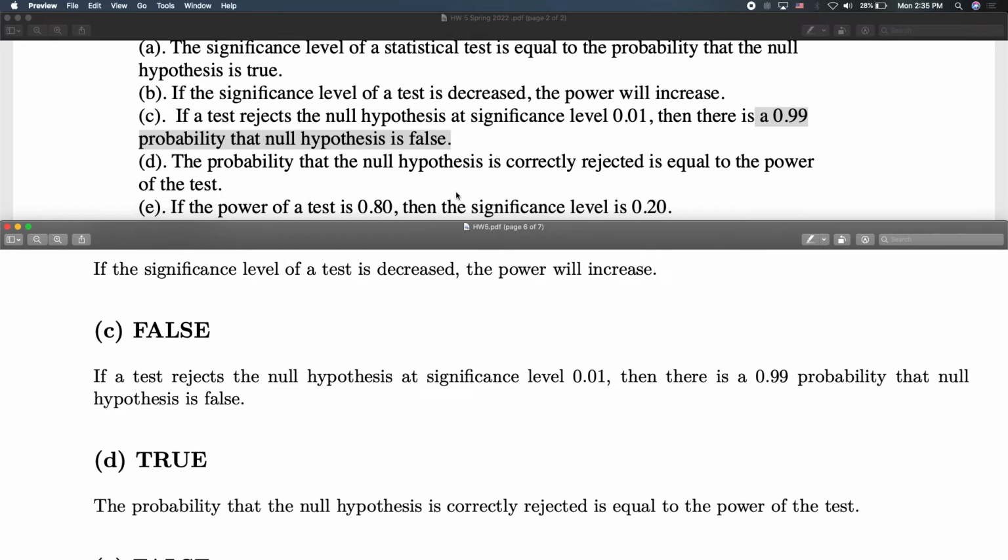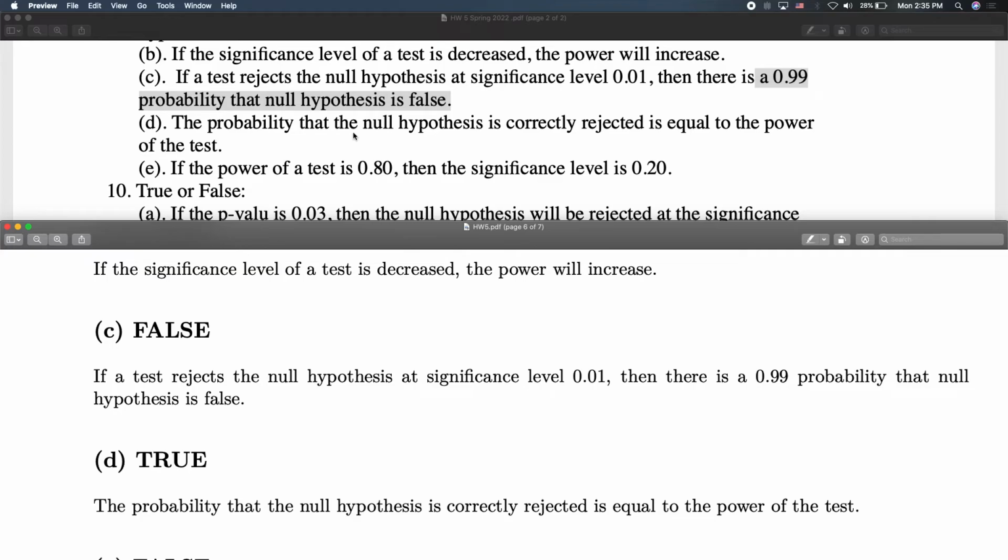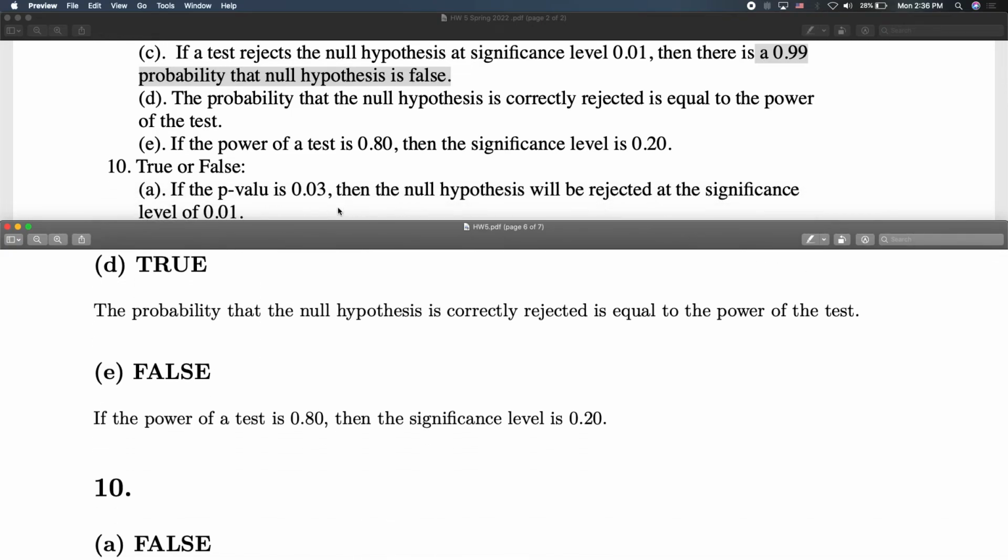Then for part D, the probability that the null is correctly rejected. Here the probability is talking about rejection, not about the statement, and it's equal to the power of the test. So that is true, which is what we just talked about, the definition for that.